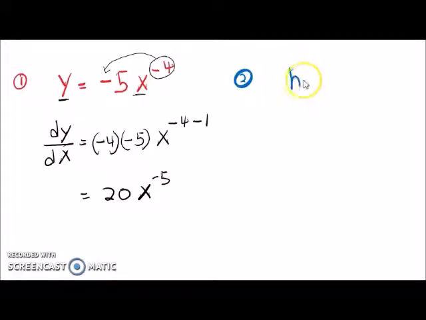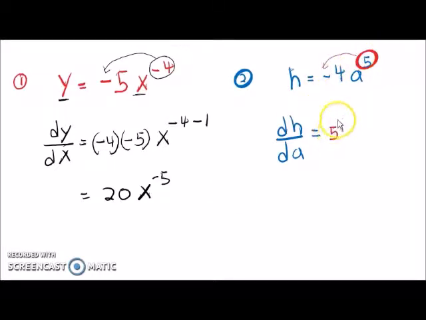Alright, let us continue with the second example here. Now let's say we have h equals negative 4, and here we make it into A to the power of 5. So it's dh, follow the letter in front, over, here's A, right? So it's dA. So dh over dA. So the 5 we move in front, and we multiply with negative 4, put a bracket, and then here the power 5 we minus 1. So we'll be getting here negative 20, and A will be to the power of 4. Alright, so this is the answer.